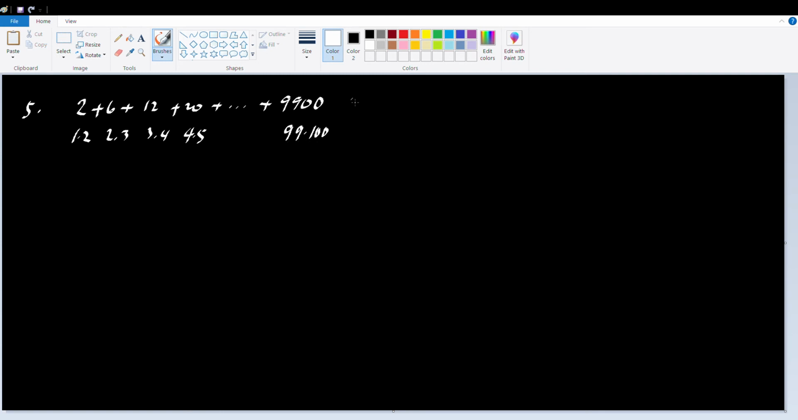Okay, so we shall write this now as the sum of I times (I plus 1). 2 is the next integer after 1, 3 is the next integer after 2. So if the first integer is I, then the second integer will be I plus 1. Okay, and I is from 1 to 99.